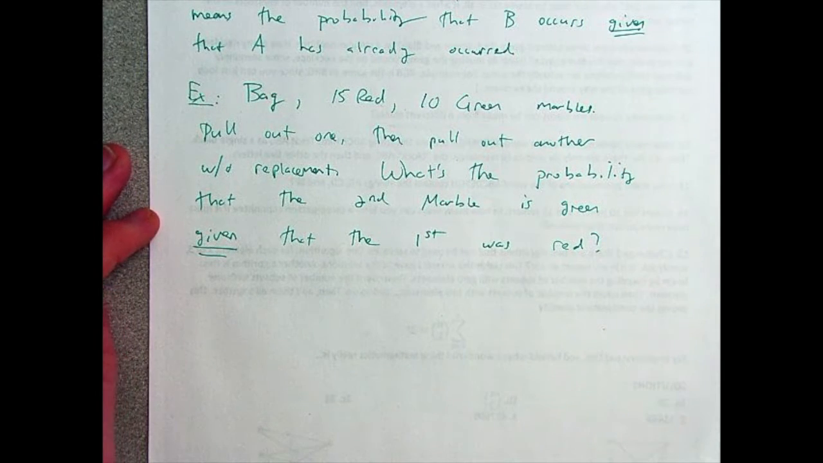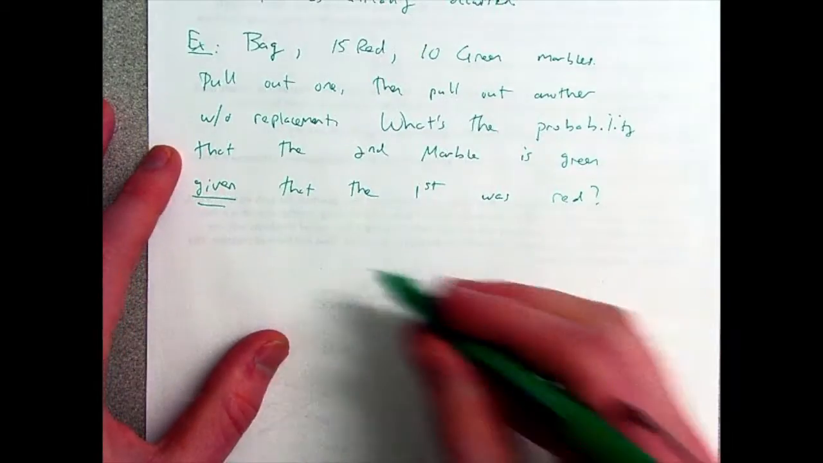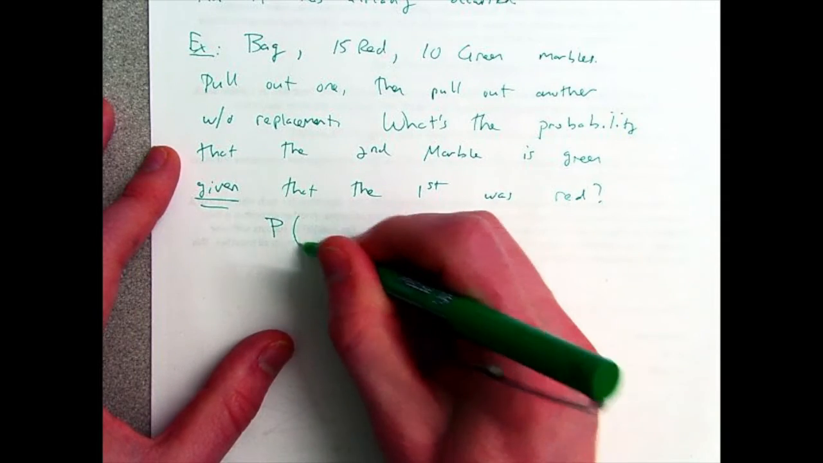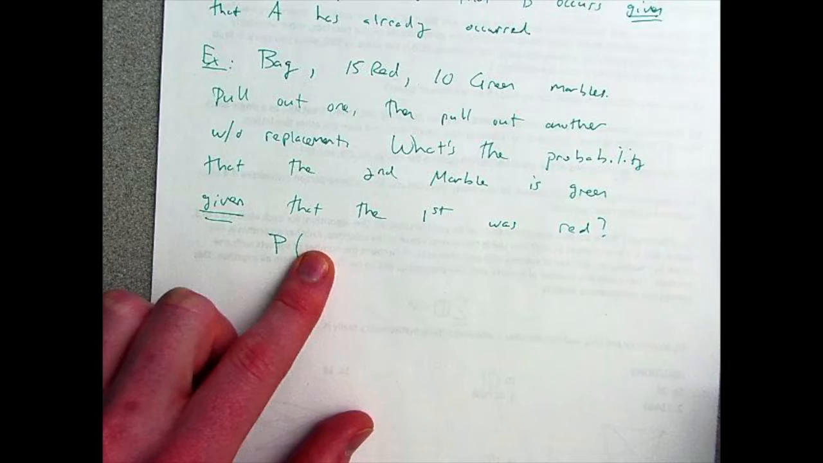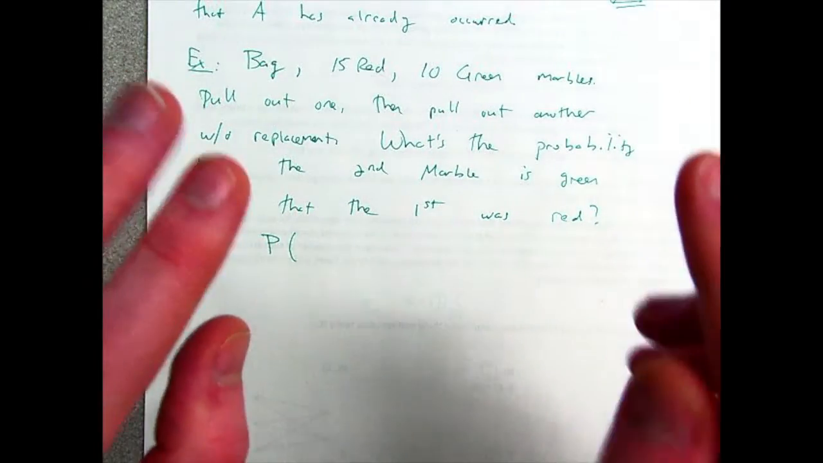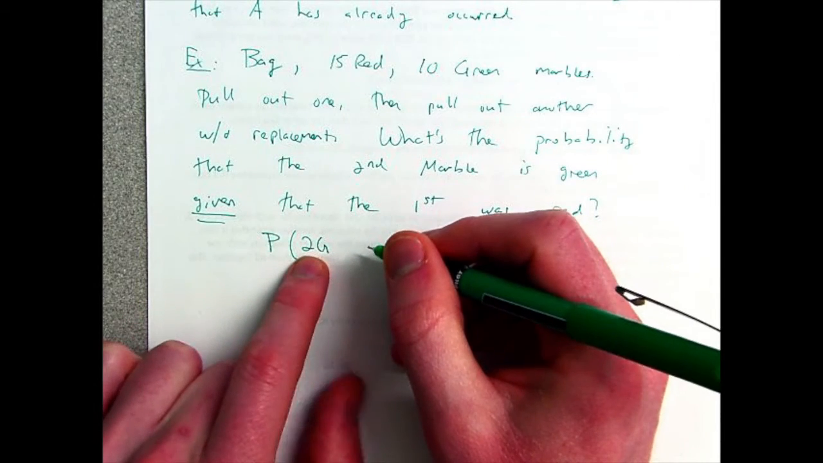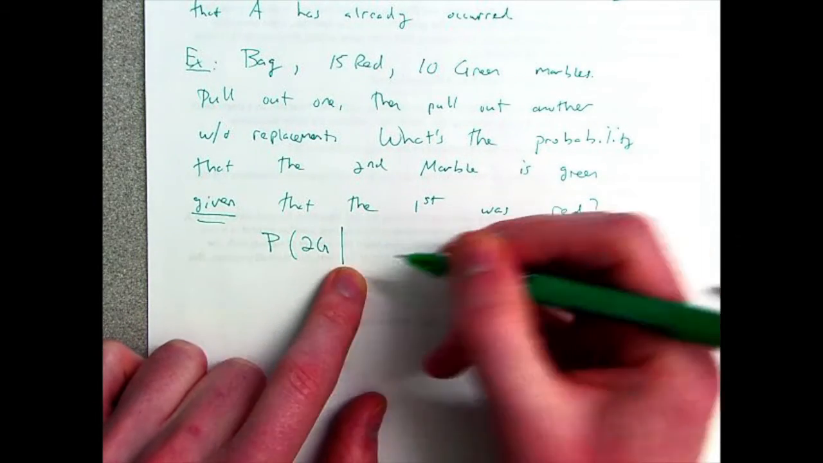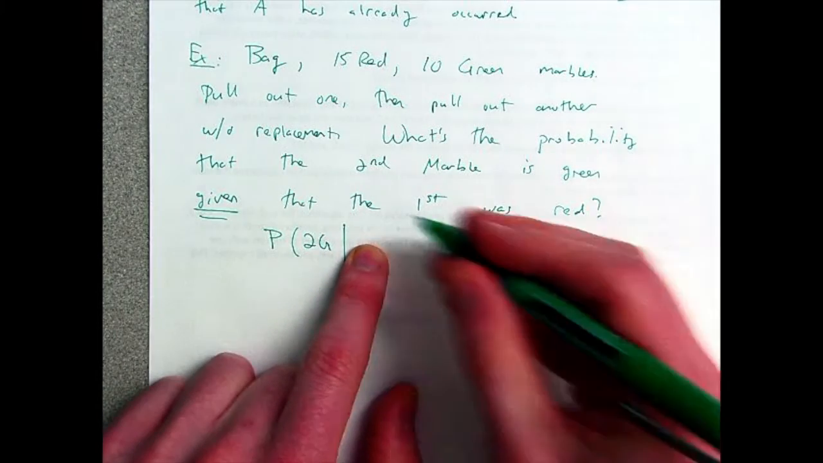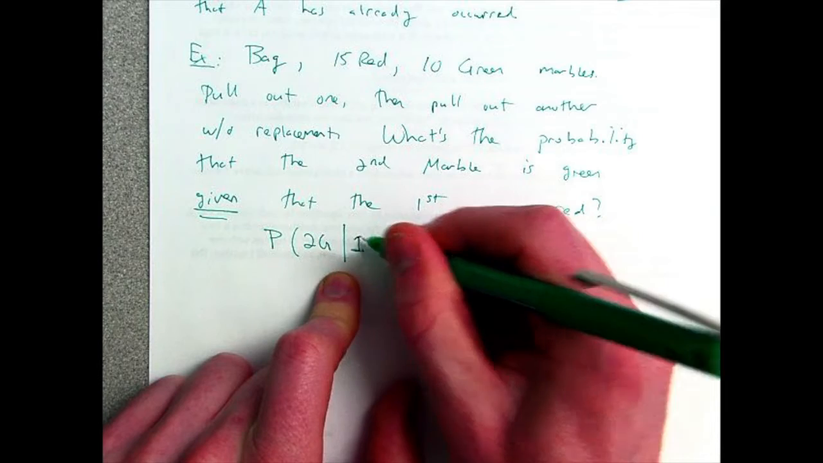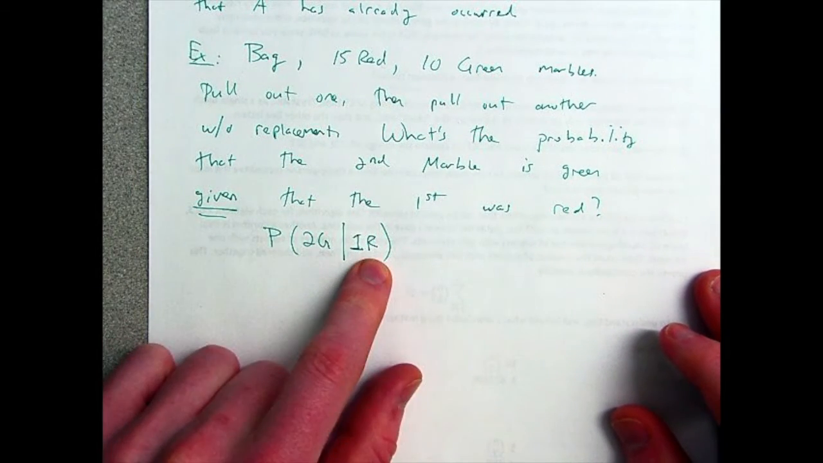If we wanted to represent this using this notation, then perhaps we could write it this way. We want to know the probability that the second marble is green. To represent second marble as green, I'm just going to write 2G. And we want to know the probability that the second marble is green given, vertical bar, the fact that the first marble was red. And first marble being red, I'll represent by writing 1R. So this is the probability that the second marble was green given the fact that the first marble was red.